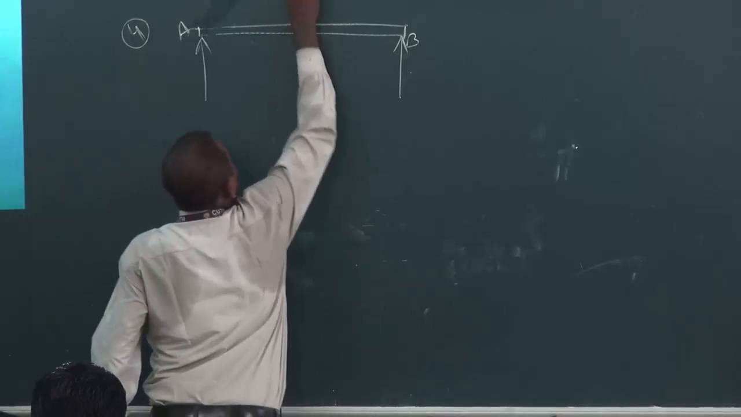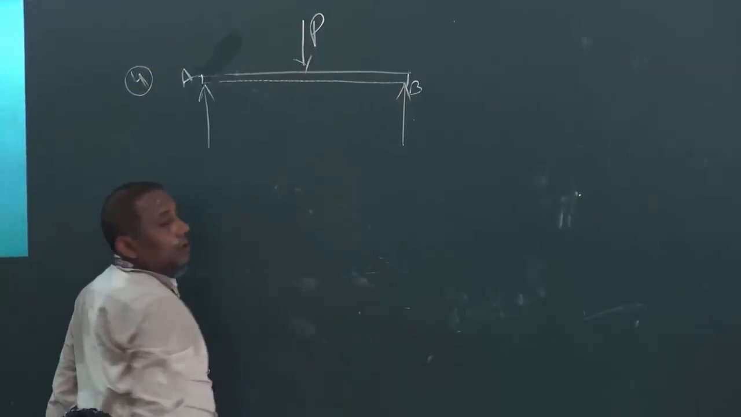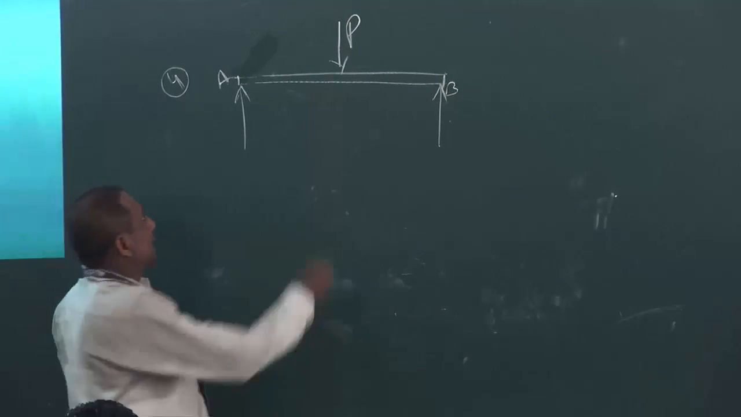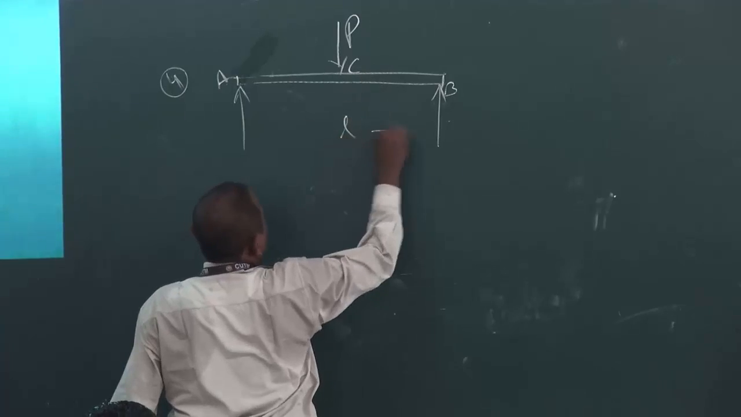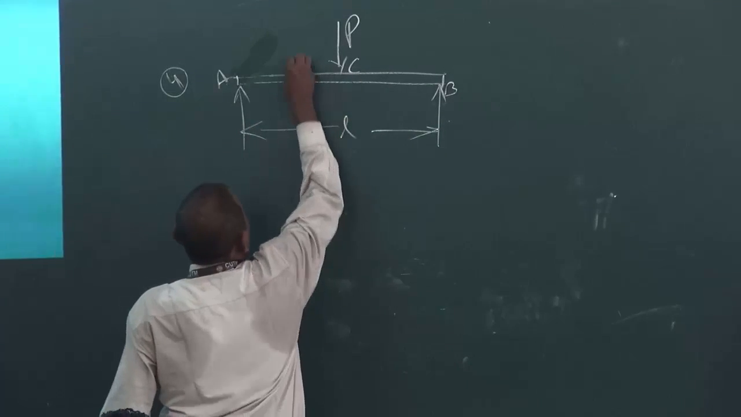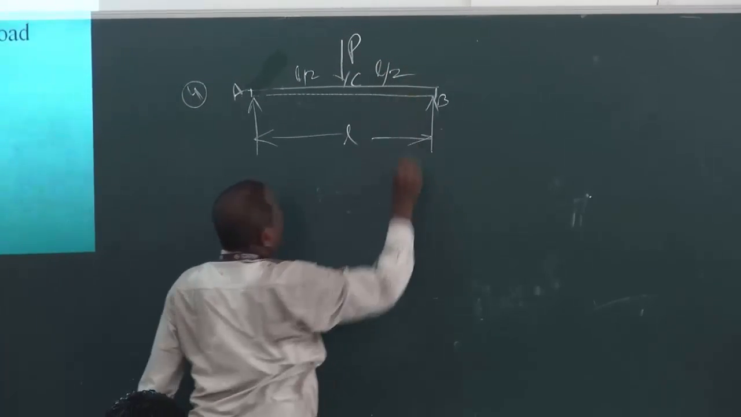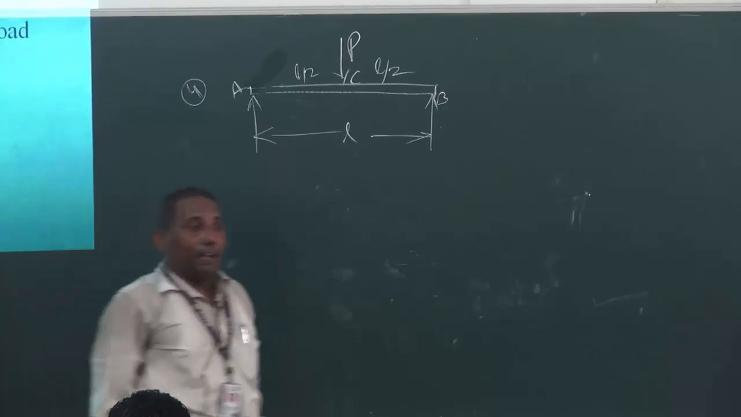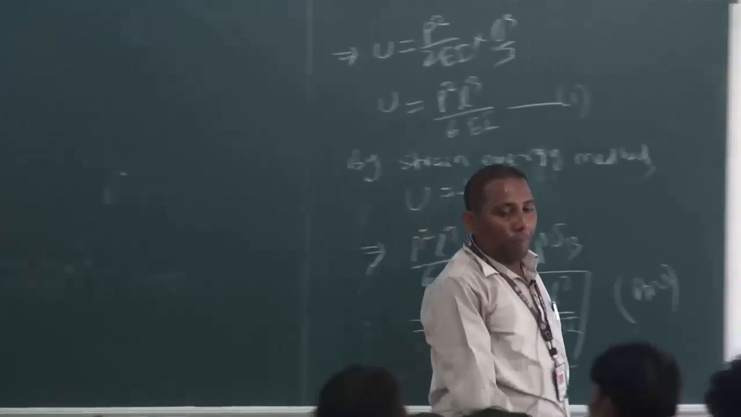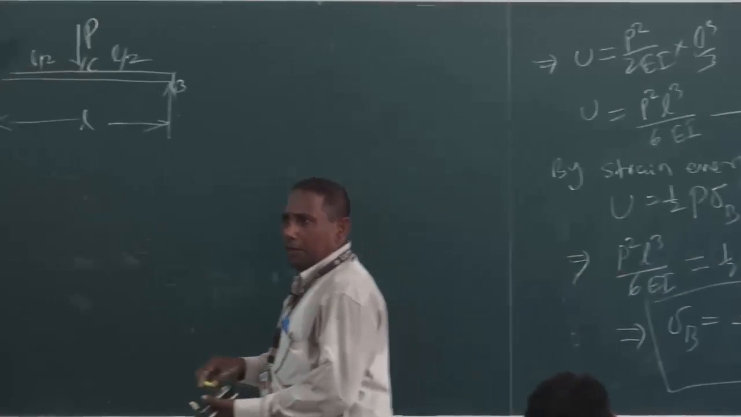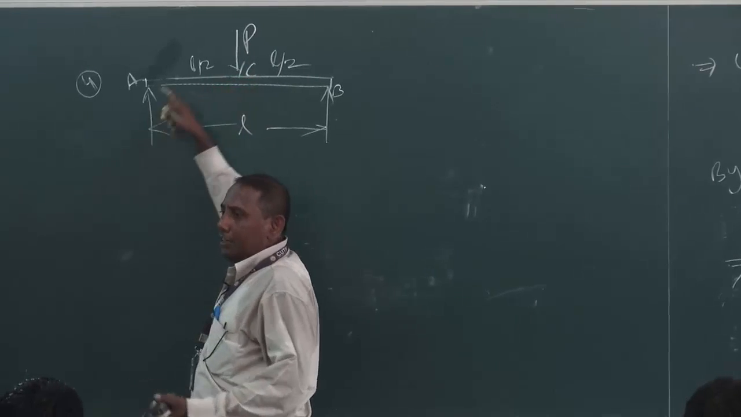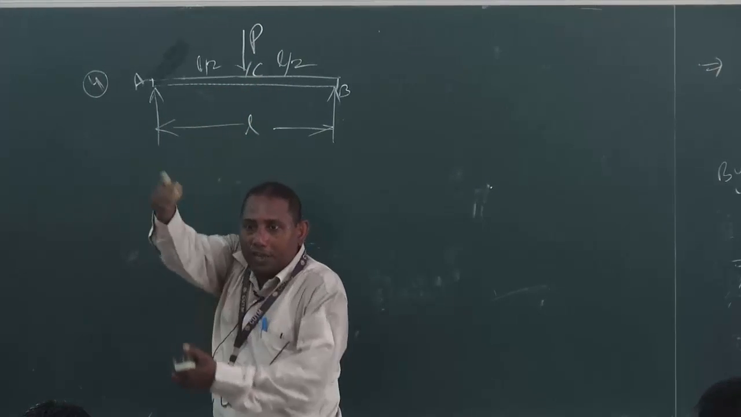And here P is the applied load, and it is applied at the center of the beam. This is your L, and this is your L by 2, and this is your L by 2. And the load is applied at the mid span of the beam. Then what will happen? Due to this downward load, definitely the straight beam will initially deflect now.